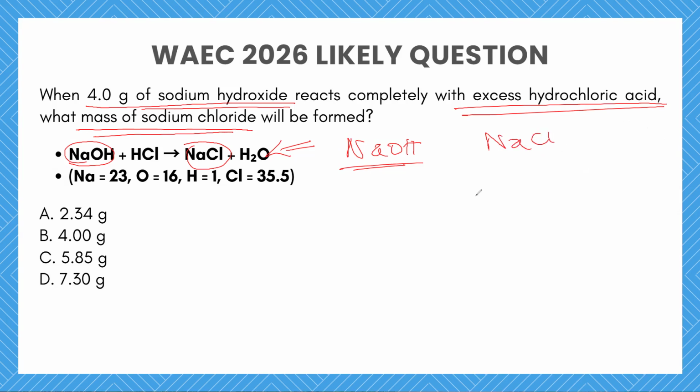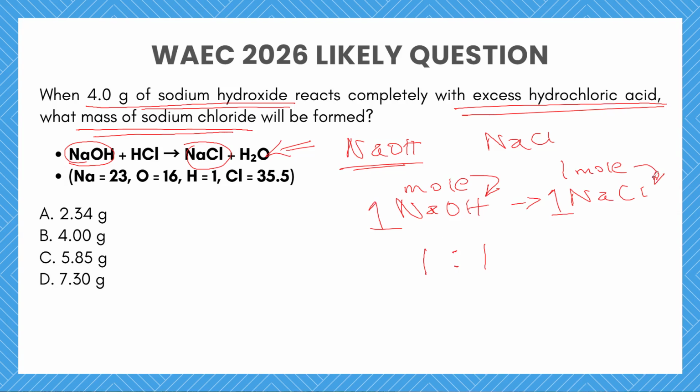NaCl. Now, from the chemical equation, we can see that on the left-hand side, we have NaOH producing NaCl on the right-hand side. And we have just 1 mole of NaOH, and we have 1 mole of sodium chloride as well. So therefore, the mole ratio becomes 1:1. What this means is simply that 1 mole of sodium hydroxide produces 1 mole of sodium chloride. So this mole ratio is very important.